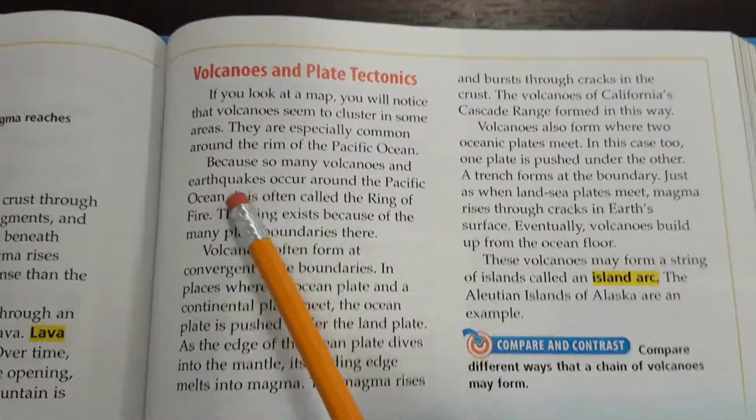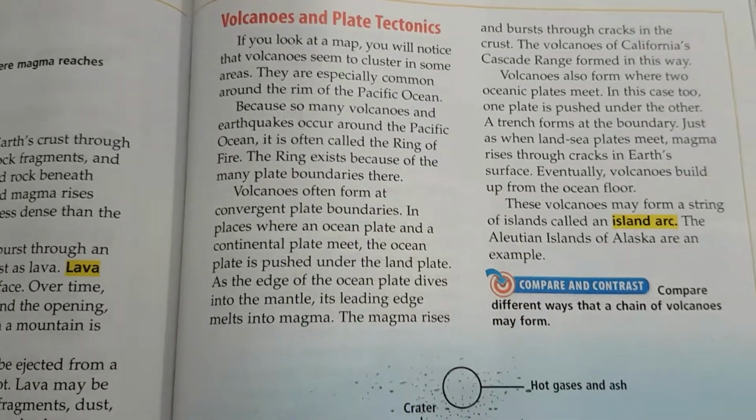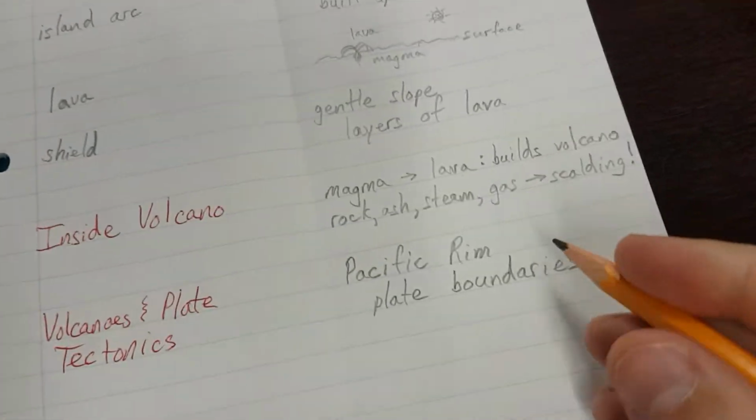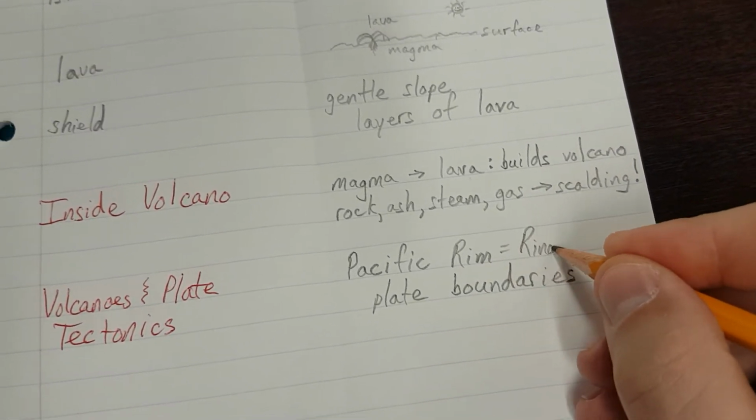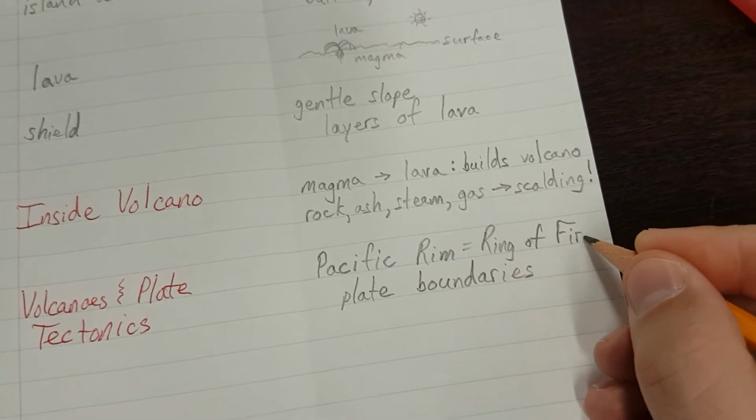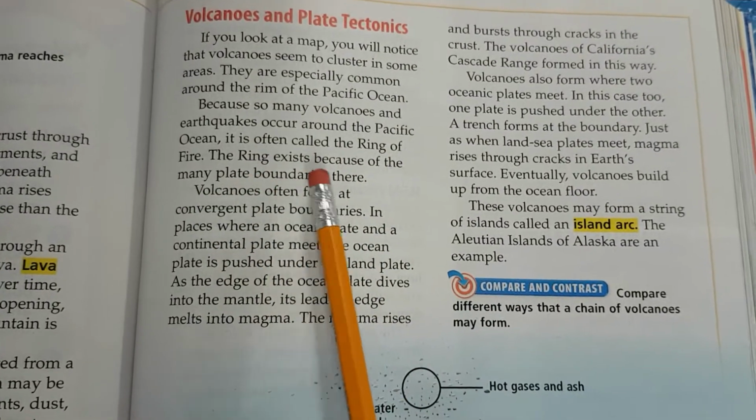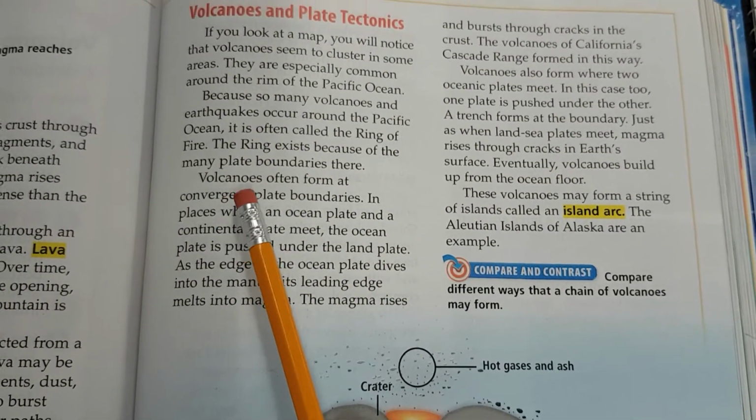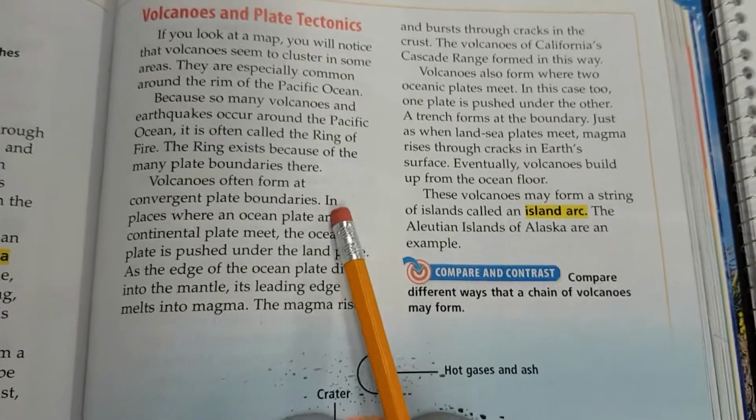Because so many volcanoes and earthquakes occur around the Pacific Ocean, it is often called the Ring of Fire. Okay, so the Pacific Rim is the Ring, capital R-A-N-G, of Fire, capital F-I-R-E. The ring exists because of the many plate boundaries there. Volcanoes often form at convergent plate boundaries. We remember that from before.